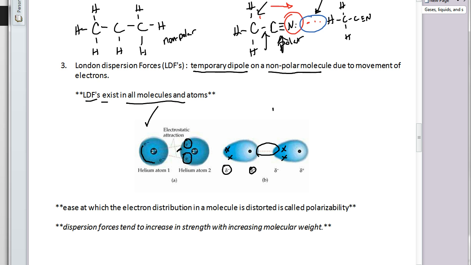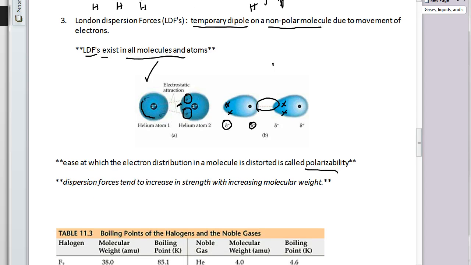So the ease at which this electron distribution in a molecule is distorted is called polarizability. Just a word that gets thrown out there. It's basically, sometimes chemists like to call it squishiness. How much can you distort an electron cloud? Dispersion forces tend to increase in strength with increasing molecular weight. When you have more electrons, there's a greater chance that they'll all be at one side of the molecule.